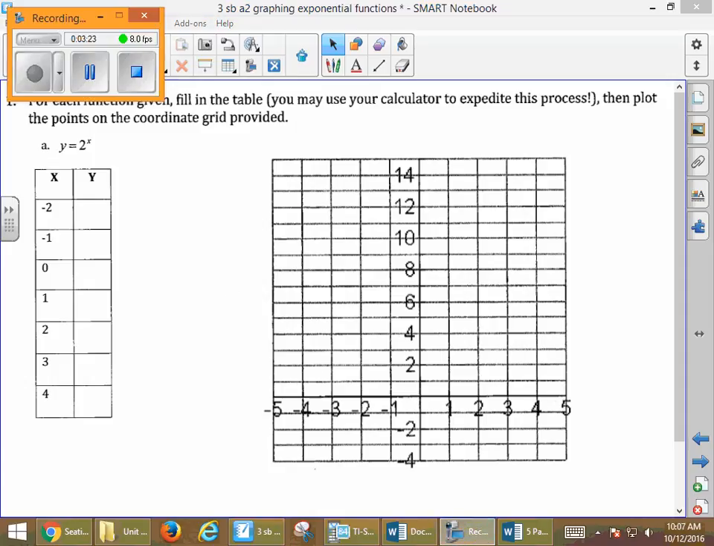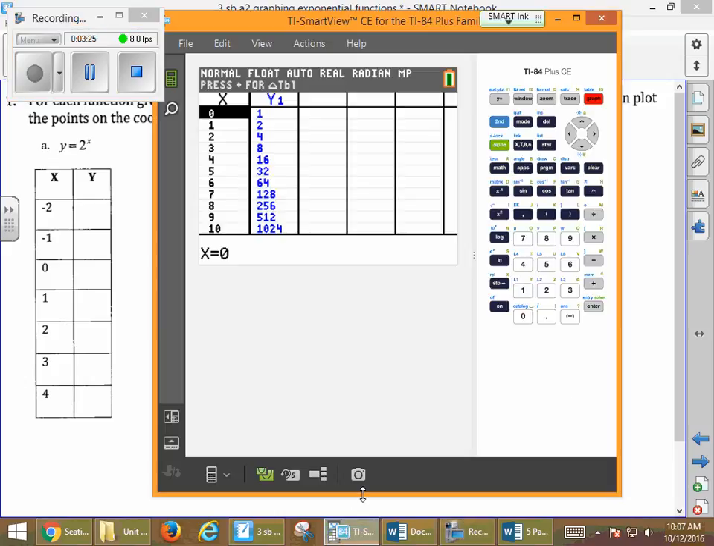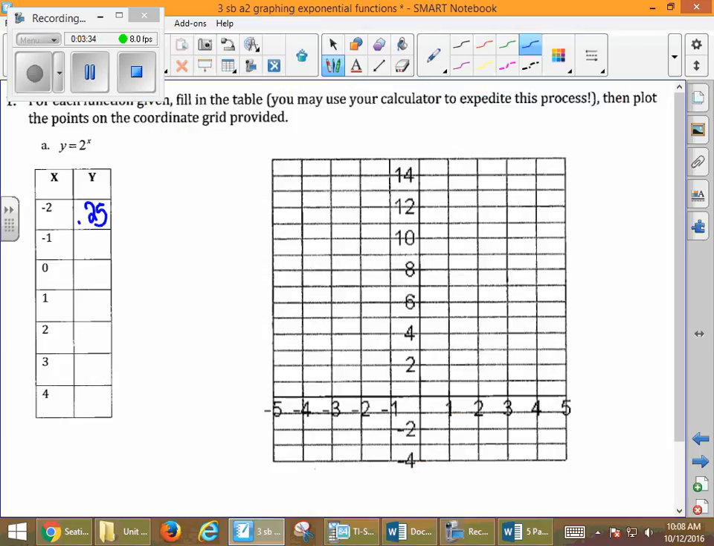So now that we've checked our tables, we can take these values and fill them in. And what we see is that -2 is 0.25, and -1 is 0.5, and 0 is 1. I'm reading straight off the table. 2 to the first is 2. 2 squared is 4. 2 cubed is 8. And 2 to the fourth is 16. And hopefully you're reading straight off of the table.